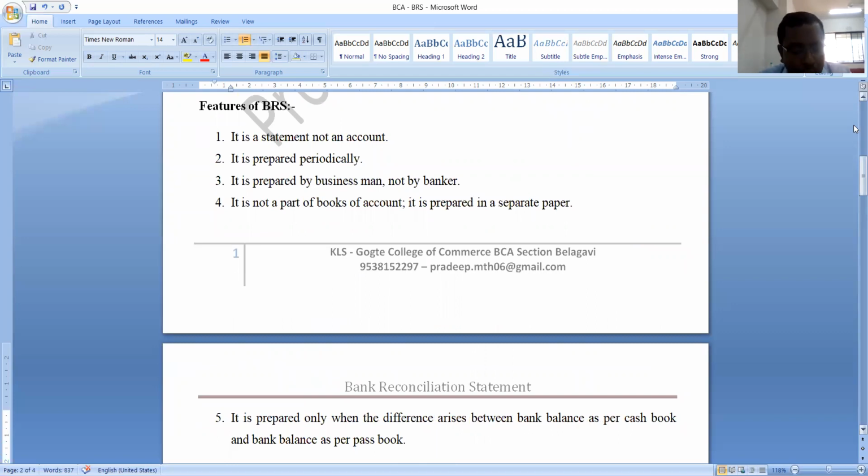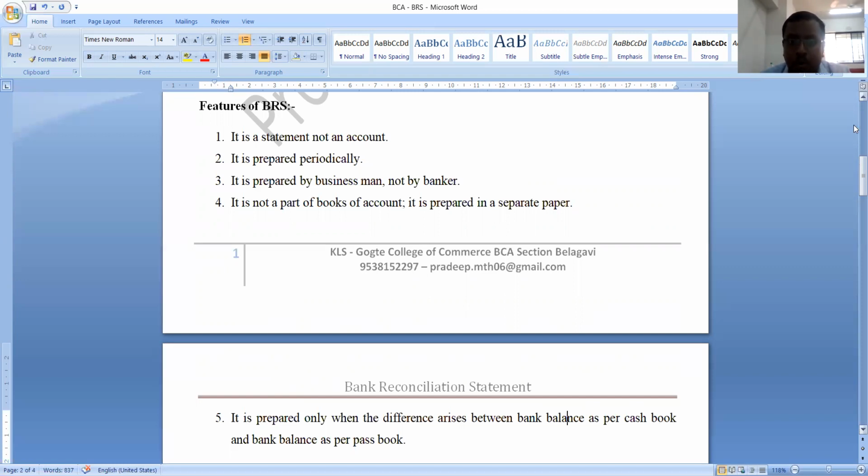And these are certain important features of bank reconciliation statement. The first feature is that it is a statement, not an account. And it is prepared periodically, that is, at the end of the month. Usually businessmen prepare a bank reconciliation statement only when they find a difference between cash book balance and passbook balance. Another important feature is that it is prepared by businessmen, not by the banker. The accountant needs to prepare this statement. The banker will not prepare it.